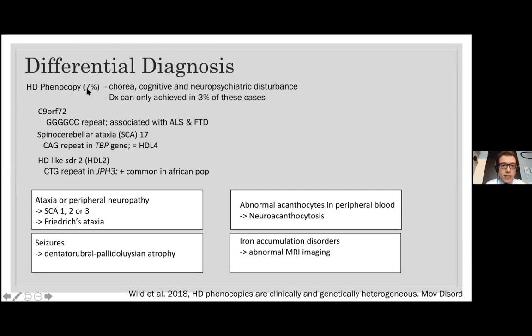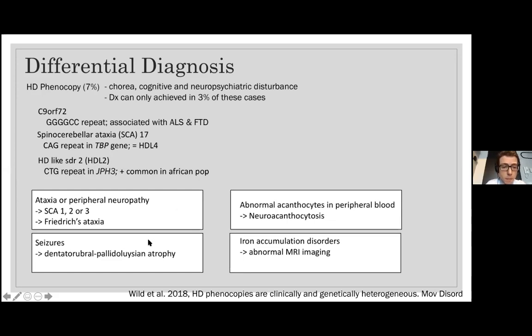In 7% of patients, there is an HD phenocopy. So you don't have the HD mutation, but you have chorea, cognitive, and neuropsychiatric disturbances. And so for these cases, only in a small portion can you identify the cause. It could be C9orf72, it could be a spinocerebellar ataxia, or HD-like syndrome 2, especially in people from the African population.